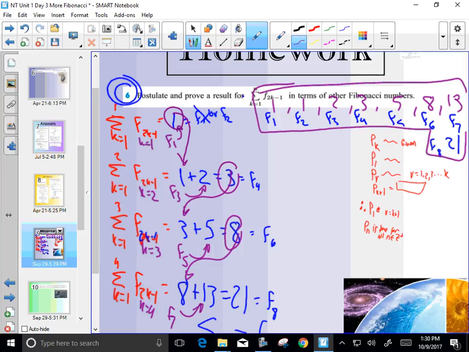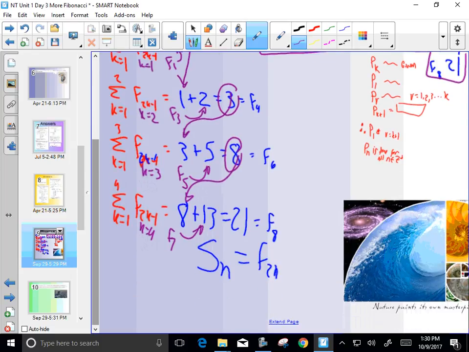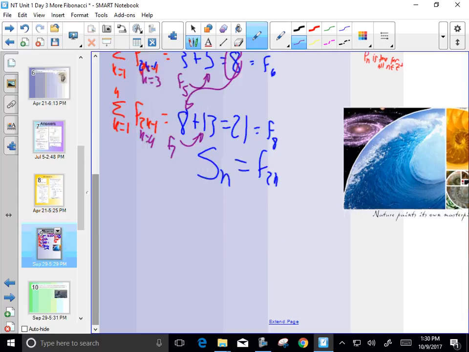And we notice that each of these sums was f of 2 times whatever k was. So in terms of n here, the sum of n terms will be f of 2 times whatever your value is. That's pretty cool. So now all we have to do is prove it. So let's do it.